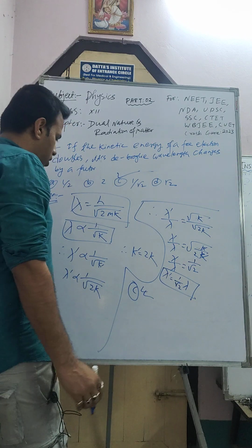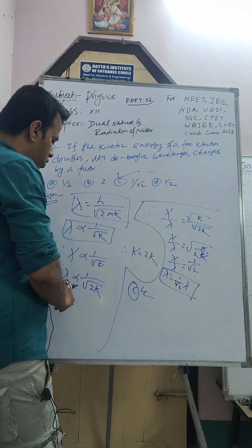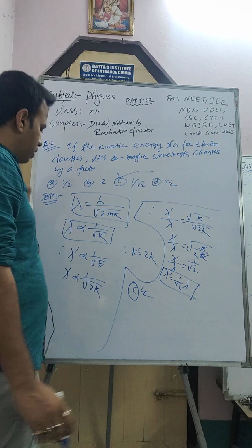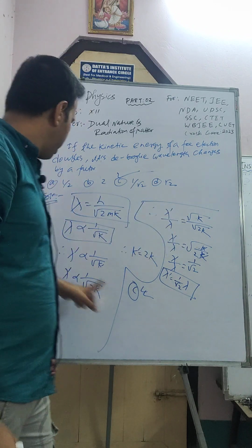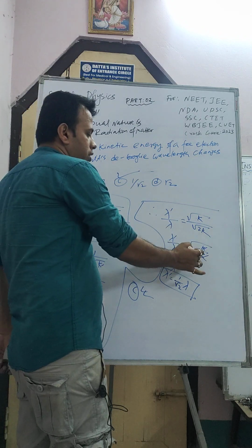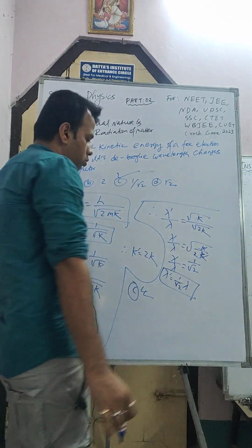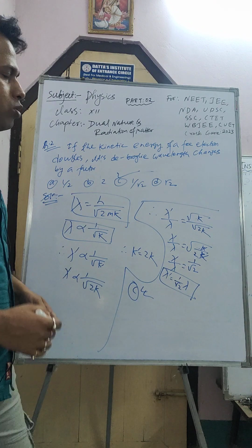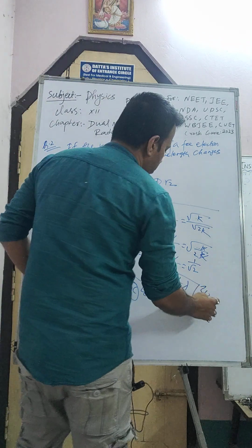Okay. So lambda by lambda dash is root over... So lambda dash will be 1 by root over 2k and lambda will be k. Okay. So I simplified this one. It will become 1 by root over 2. So lambda dash is equal to 1 by root 2 lambda. So option C is the correct answer.